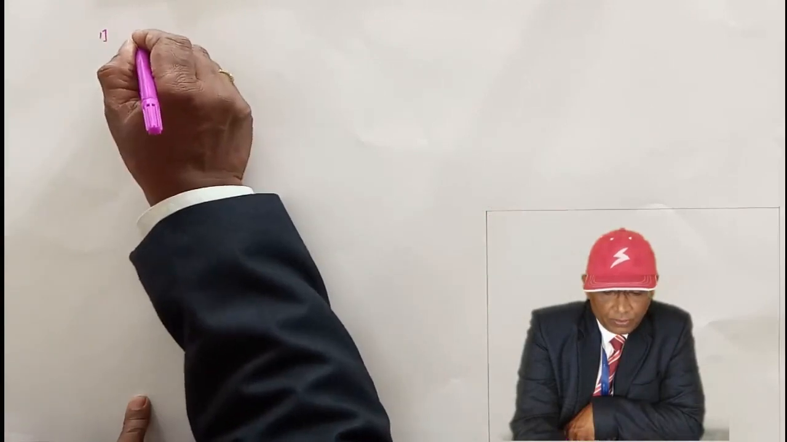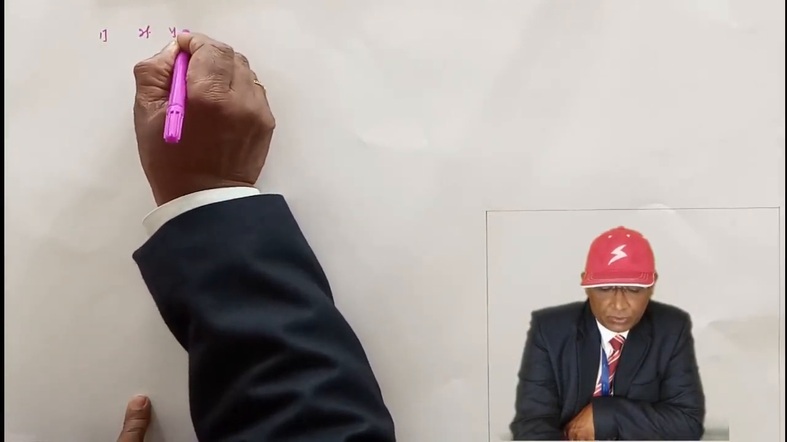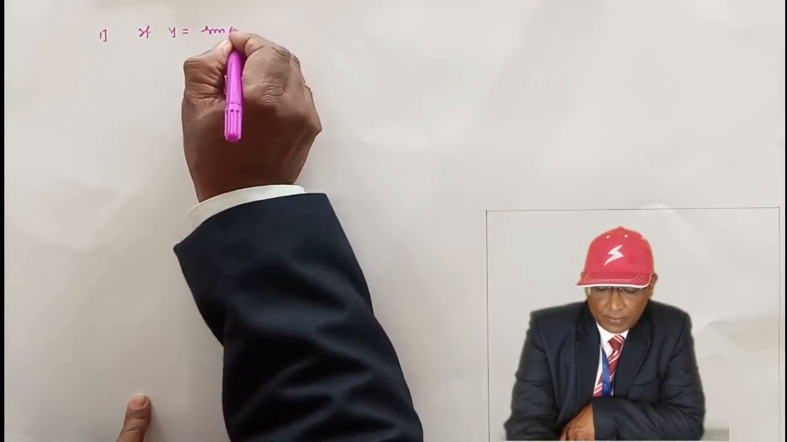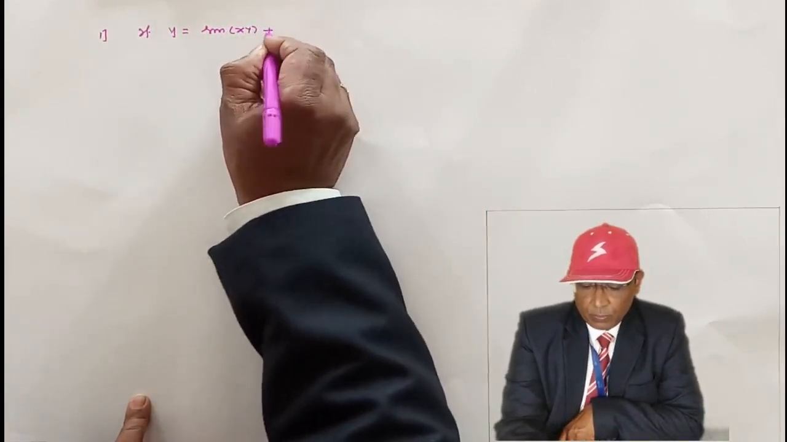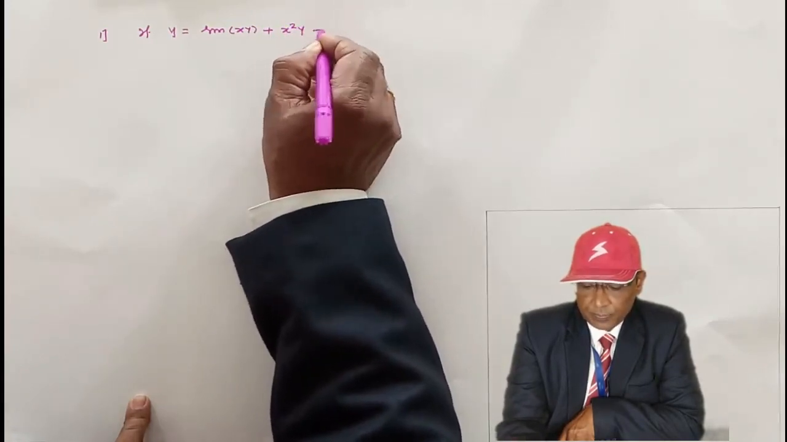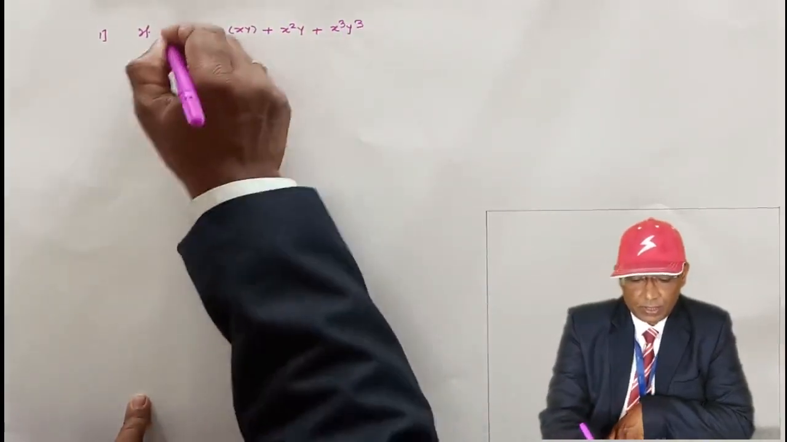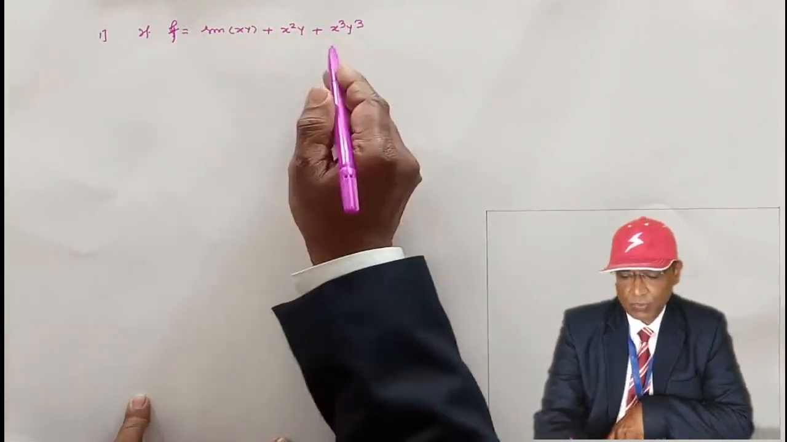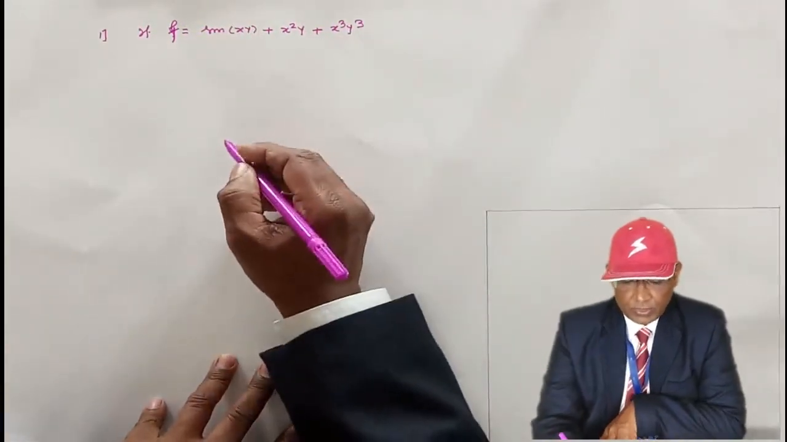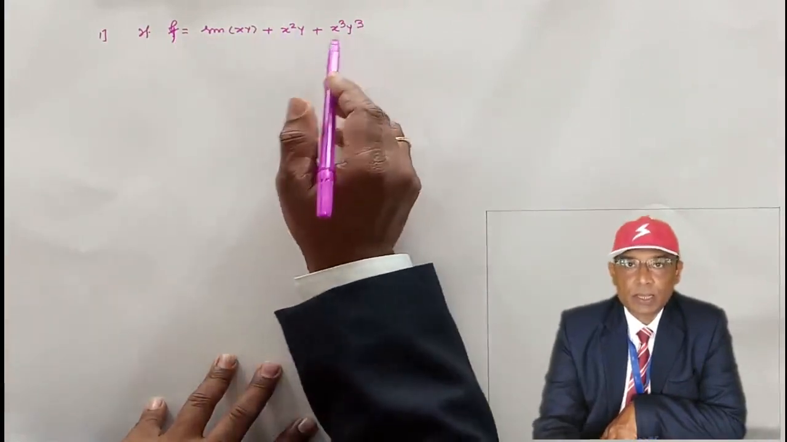Yes, after the definition of partial differentiation, in order to make it more clear, we are going to discuss very simple sums on partial differentiation. If y is equal to sin xy plus x square y plus x cube y cube is a function, I am denoting it by f because y came out on the right hand side. F is this function. F is a function of x and y.